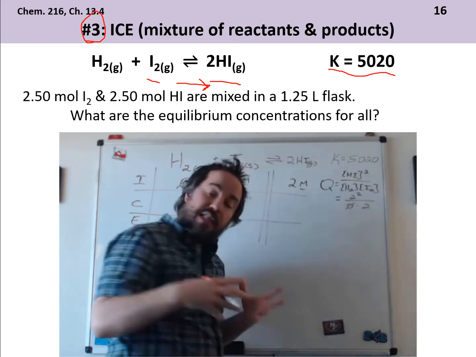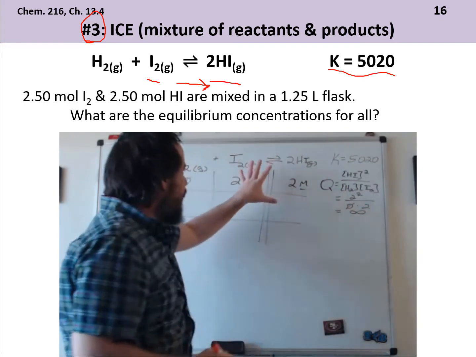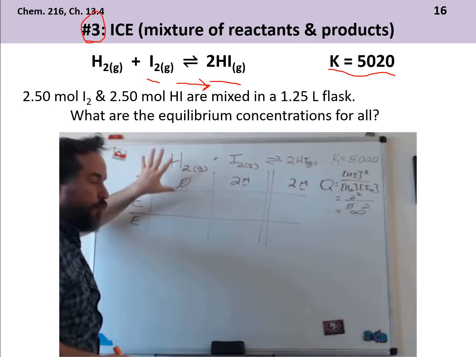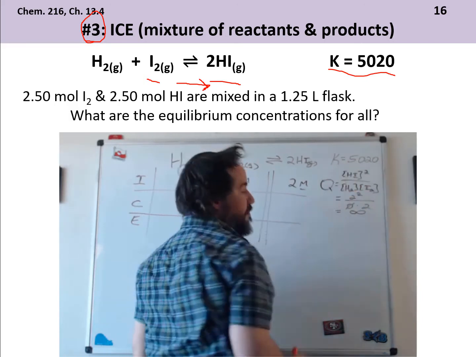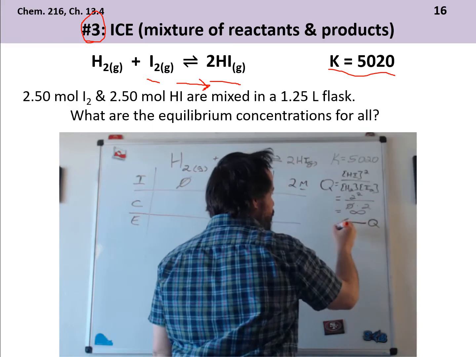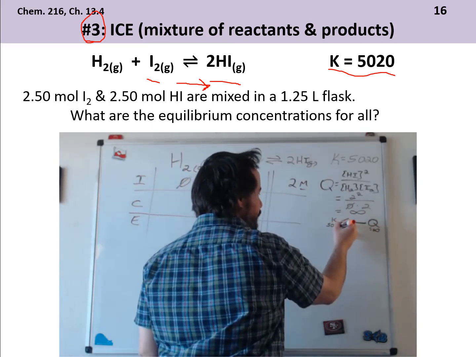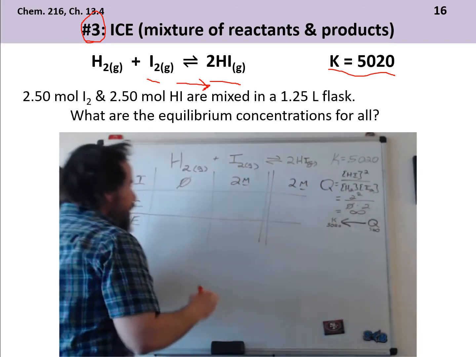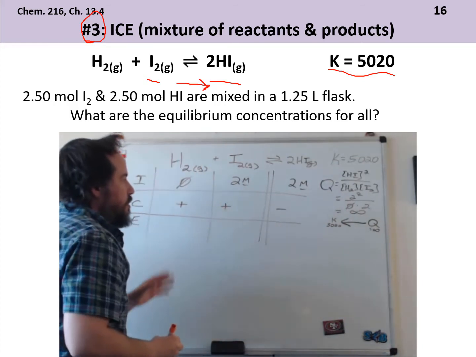That's going to get me something that's undefined, or we've called this infinity. What that means, it's all the way to the right, right? If I have 0 of one of the reactants, that means it's all the way to the right. Okay, so infinity versus 5,000, which one's bigger? Infinity, right? So Q is infinity, K is 5,020, right? So it's going to have to shift towards the left. So if it shifts towards the left, that means these increase, products decrease, okay?